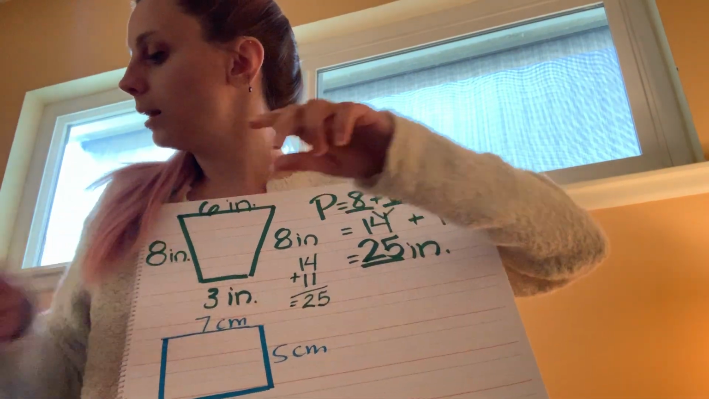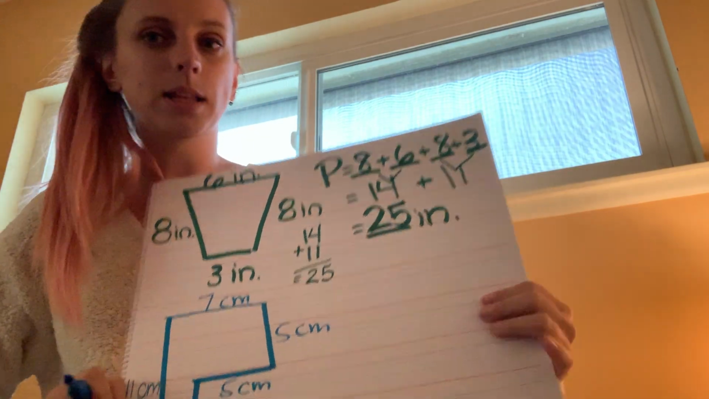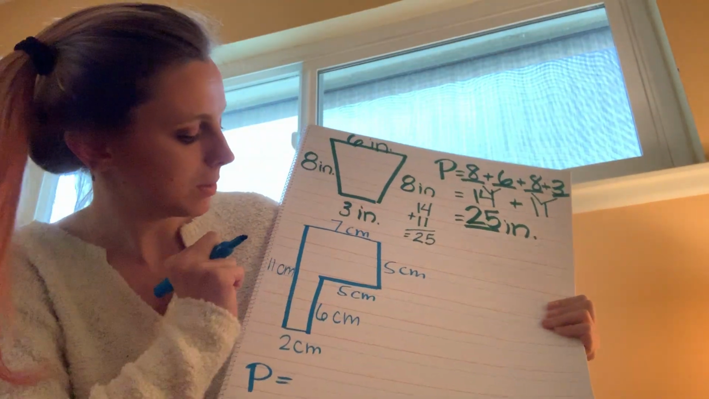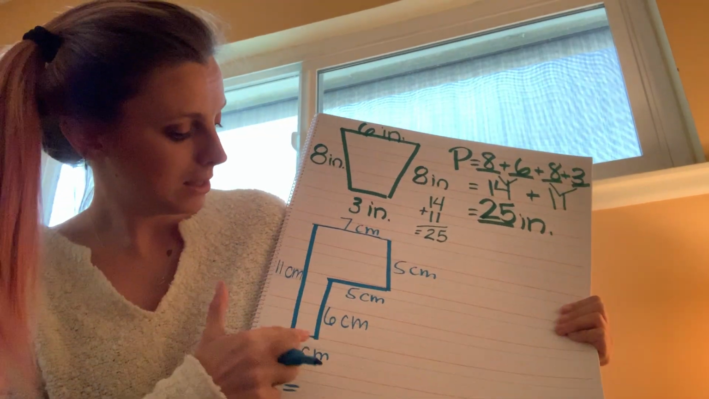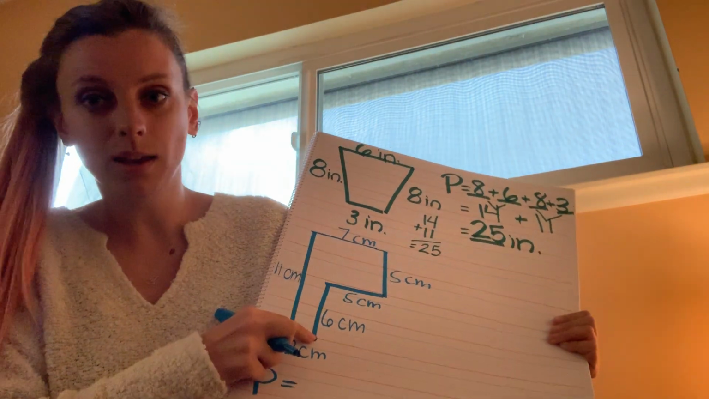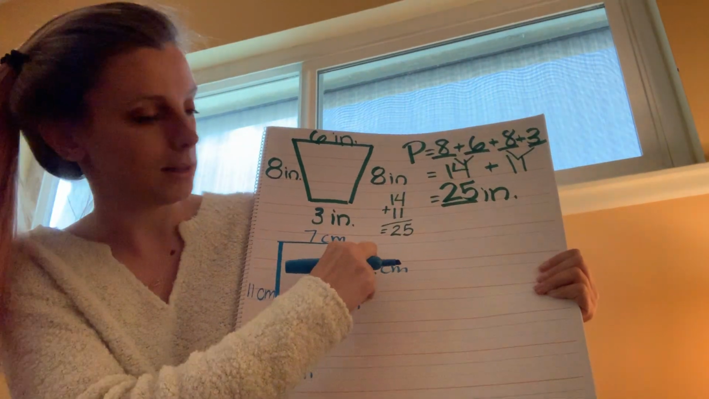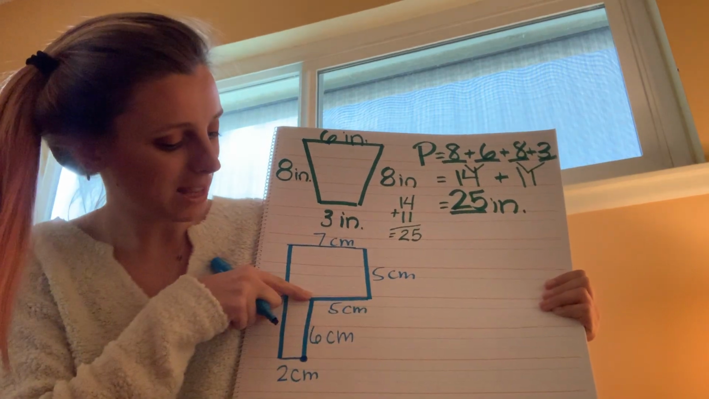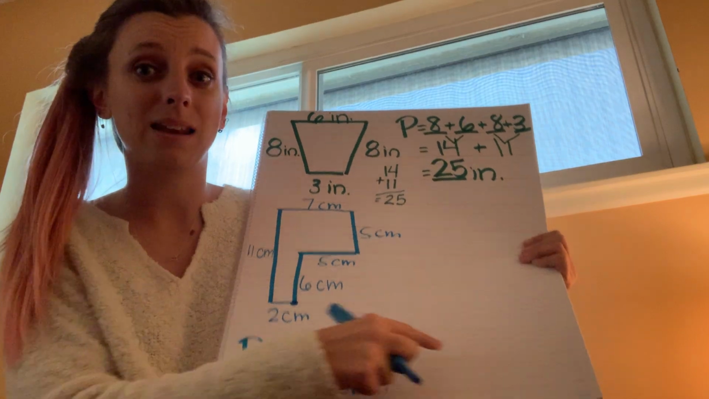Last but not least, they're going to give us a really funky looking shape, and they measured it in centimeters. So that's what we're going to use. This has many sides. Can you help me count these sides? So I'll start here. I'll even draw a little dot to help me remember. So I'm going to count this side. Ready? 1 side, 2 sides, 3 sides, 4 sides, 5 sides, 6 sides. So I should have 6 numbers when I add to find my perimeter.